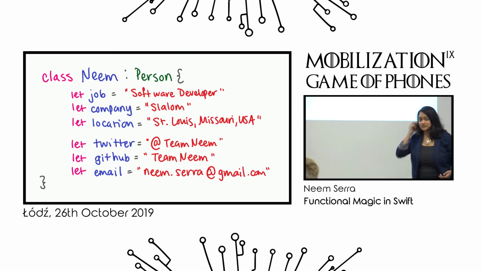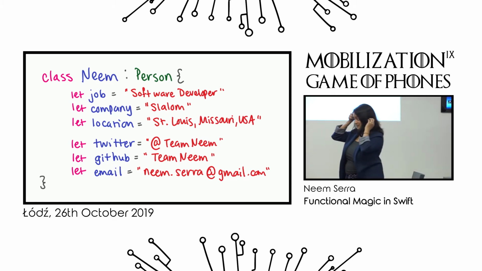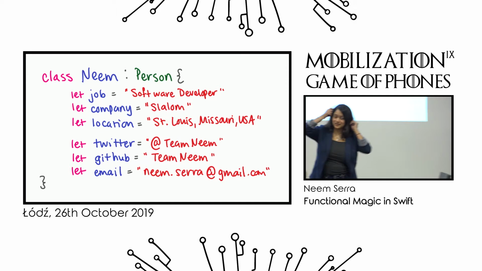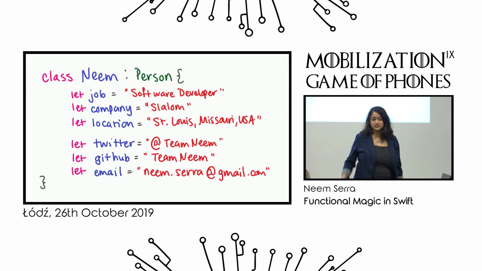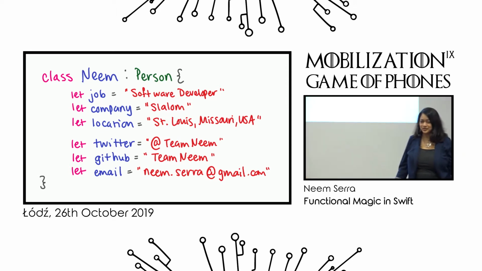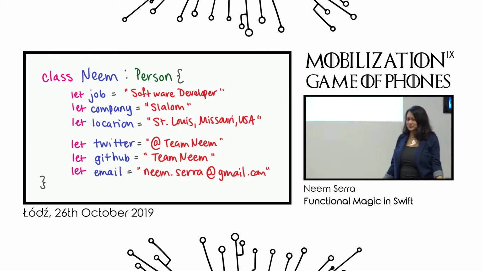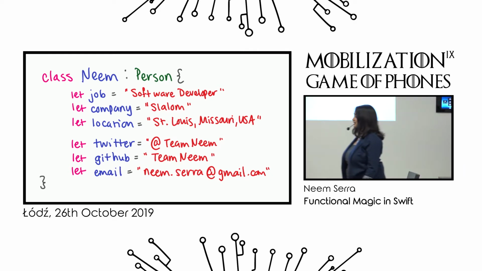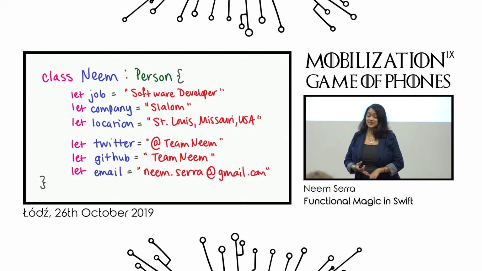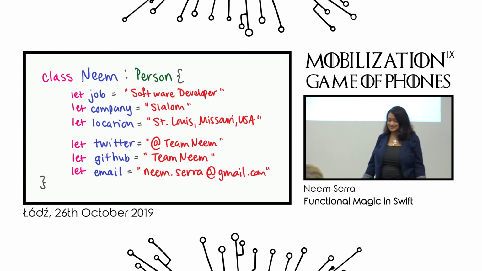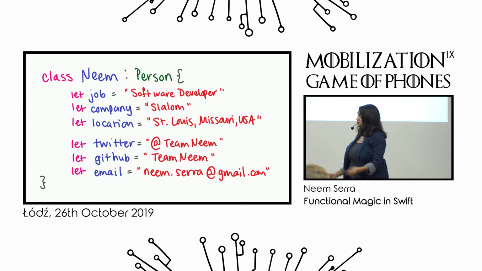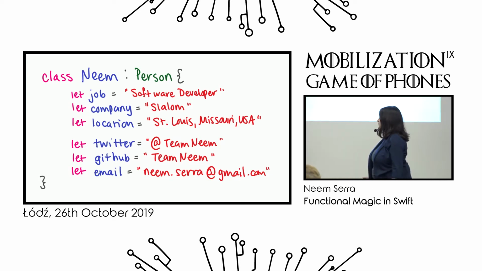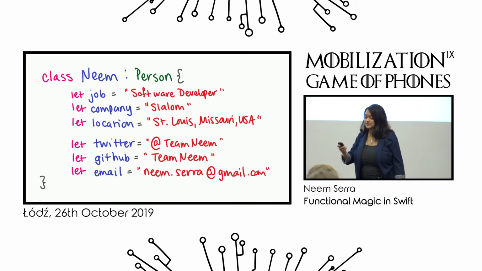So I'll just start by telling you a little bit about myself. I'm a software developer at a company called Slalom. They're around the world. They're not in Poland yet. I think the closest office is in London. I live in St. Louis, Missouri in the United States. And if you want to ask me any questions or really just talk to me in any way, you could tweet at me, look at any of my repos on GitHub, or you could send me an email.